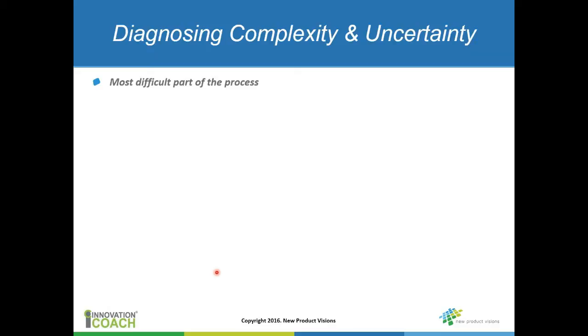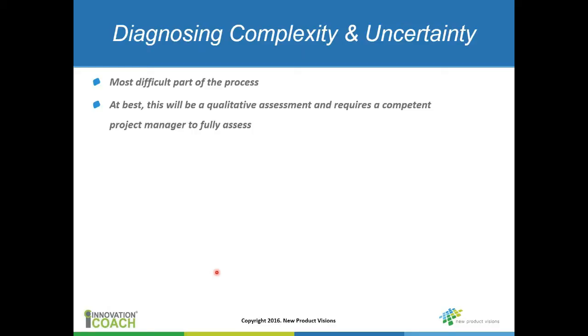In terms of diagnosing complexity and uncertainty in general, it's really the most difficult part of the process in my experience. At best, you're probably left with a fairly qualitative type of assessment in most cases, and you really have to rely on competent project managers to assess the uncertainty in the project. A project manager that's used to dealing with only task variation is suddenly faced with a project with a lot of unknown unknowns.